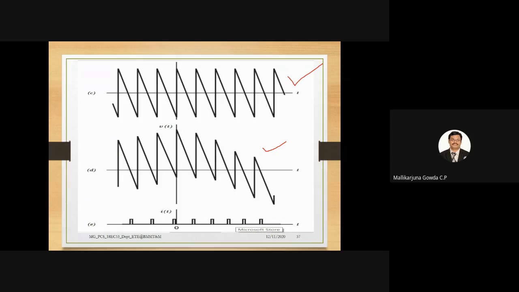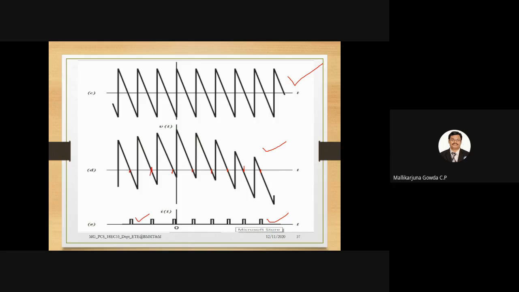So here, if I take this as my threshold value, then for every negative going crossing, when the value goes below this value, I get a pulse. Hope you are able to understand this. Whenever the sawtooth waveform goes below the threshold value, I get a pulse here, even for this also, at this point, this point, similarly this point. So these are my pulses.